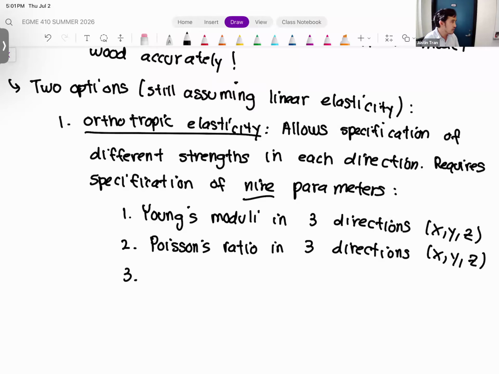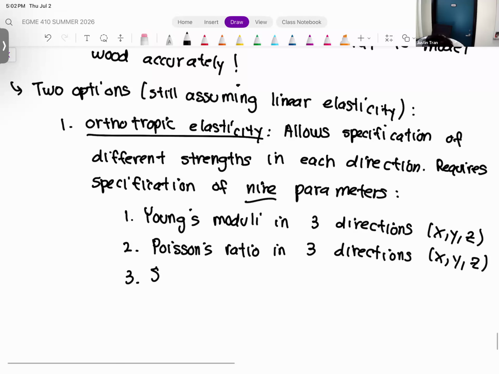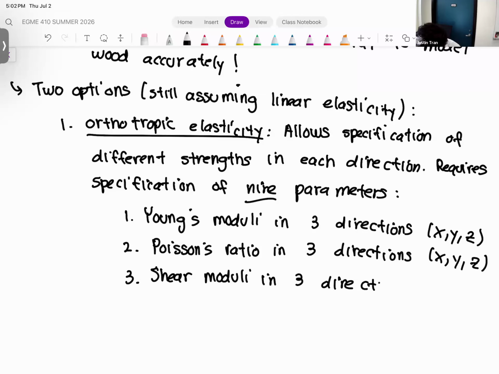And because we can have different values of the Young's modulus and Poisson's ratio in each of the different directions, we no longer have a simple formula that we can use to compute the shear modulus. And so the shear modulus is something that you have to specify manually as well. So you need to specify shear moduli in all 3 directions as well. Okay, so that's a lot, right?